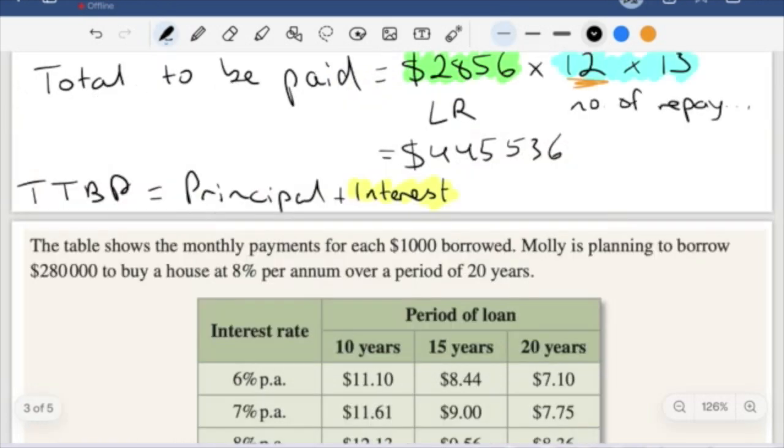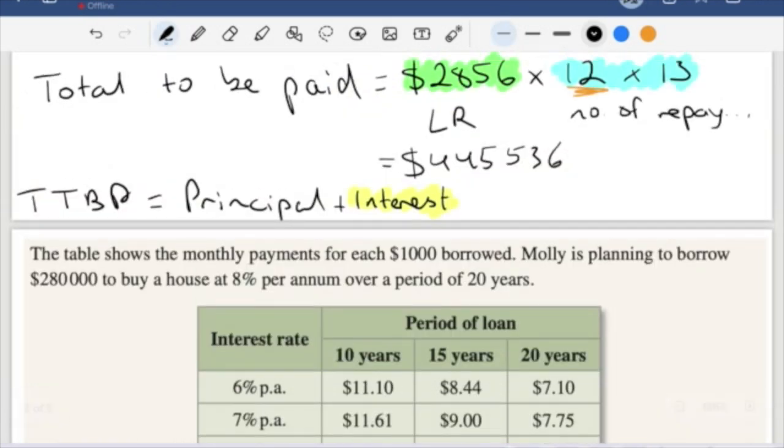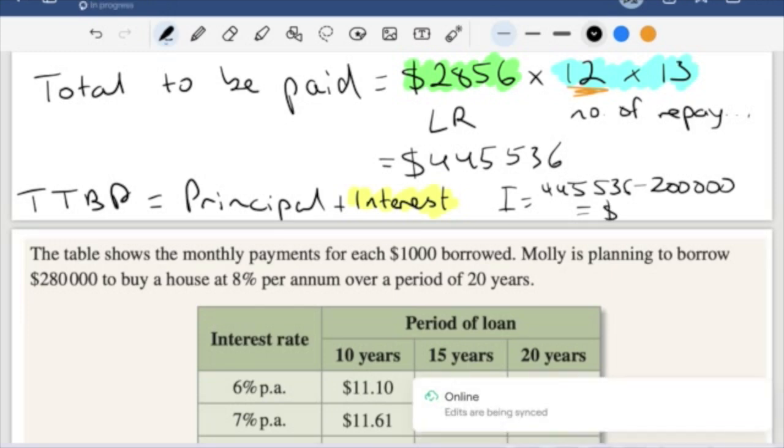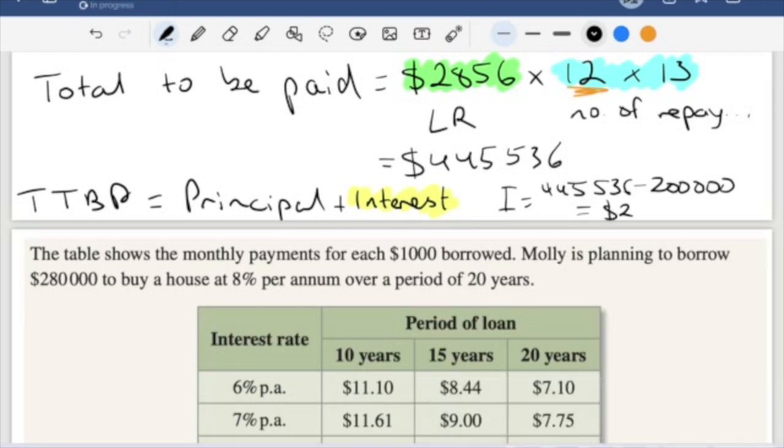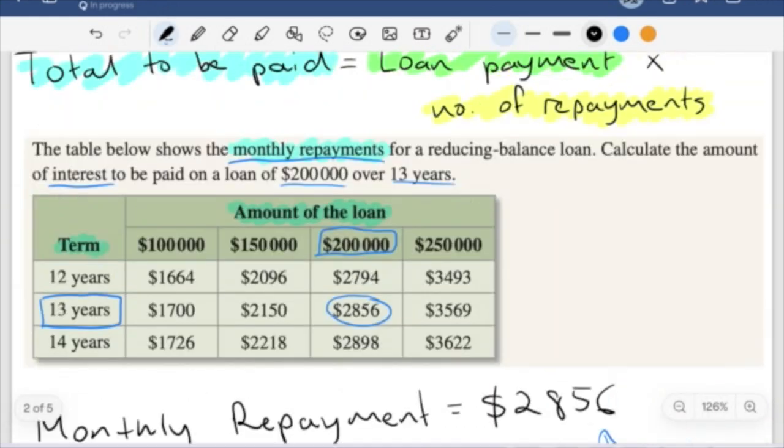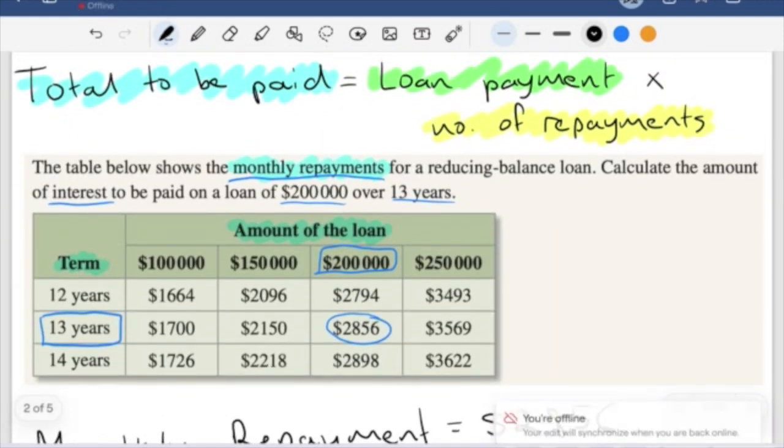That's not working, that's all right. So let me write this here. Our interest equals this amount, 445,536 minus 200,000. And that's going to give us 245,536. Remember, when we're doing this, using this particular formula, it gives us the total to be paid.